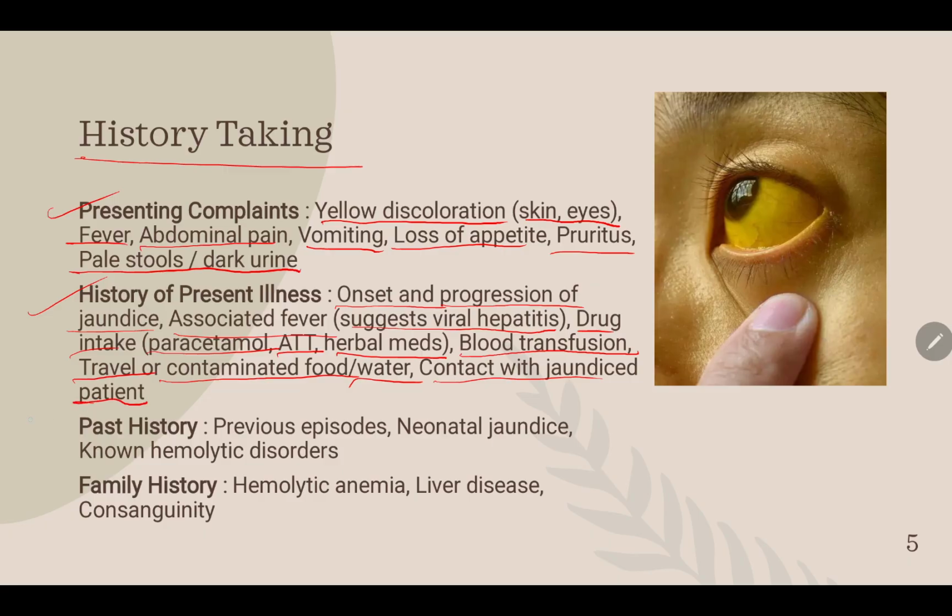So in past history, you can ask for previous episodes, if neonatal jaundice was there, and known hemolytic disorders, though it is not very significant, but it can be there. Family history: hemolytic anemia and liver disease, and consanguinity of parents before marrying.